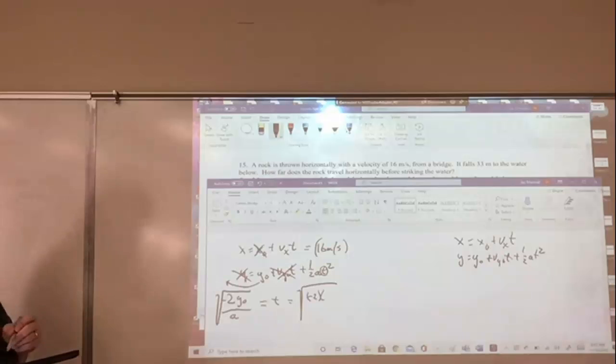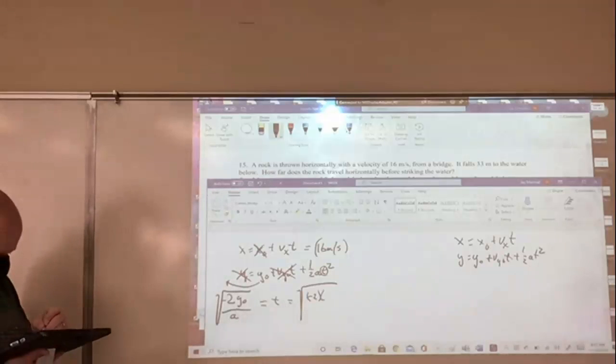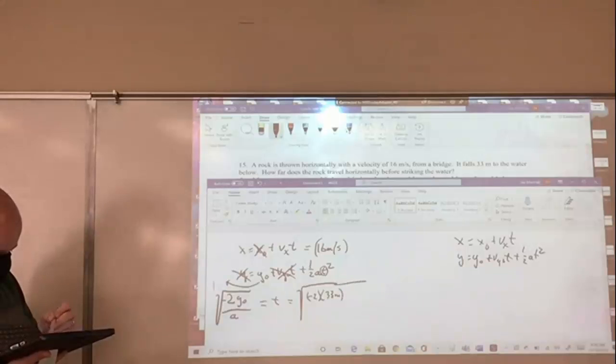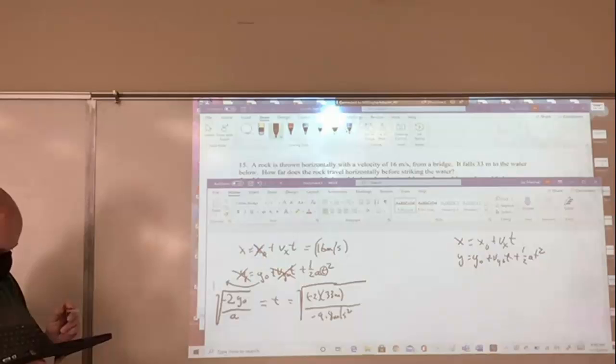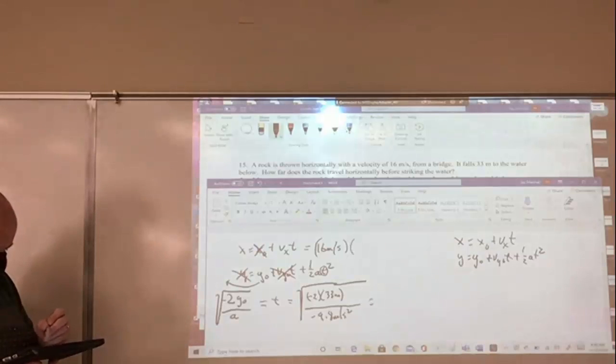So -2 times y0, how far up did I say it was? 33 meters? 33 meters over -9.8 meters per second squared. And that should give me time. Then I can take that time and plug it back into the original equation.